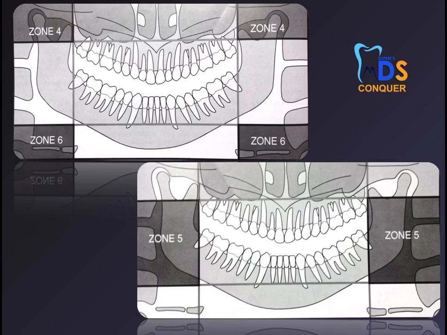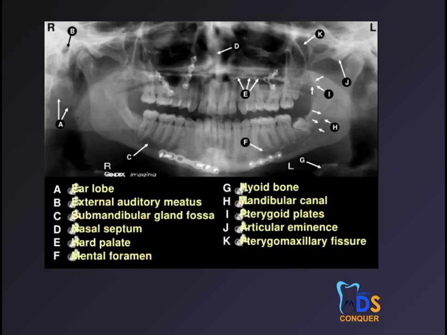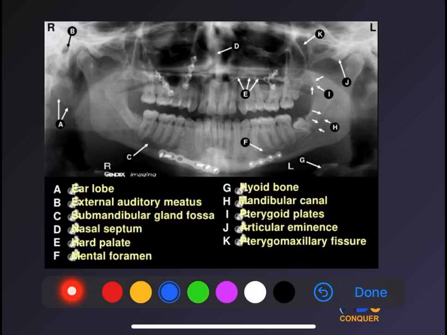Okay, so this is how the zones are, and you have to interpret the entire OPG image that has been given to you, right? Next, first you need to know the normal anatomical landmarks. If you know the normal, only then can you diagnose if something is abnormal. So that's the reason you need to know the normal anatomical landmarks that are presented within an OPG image.